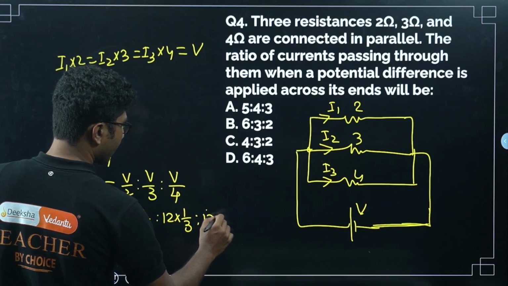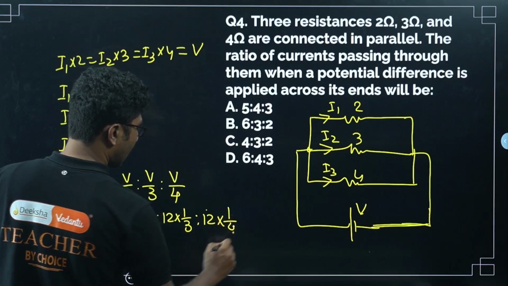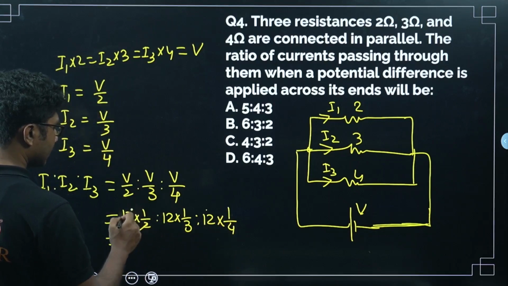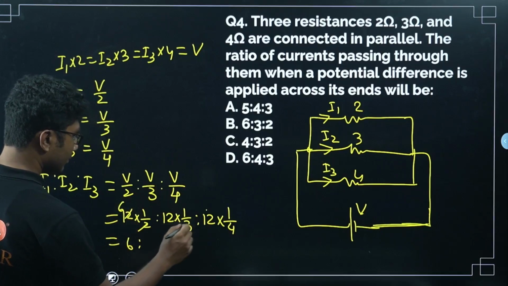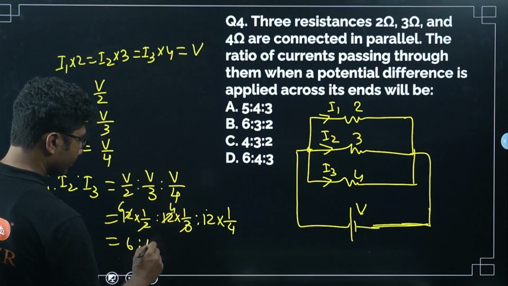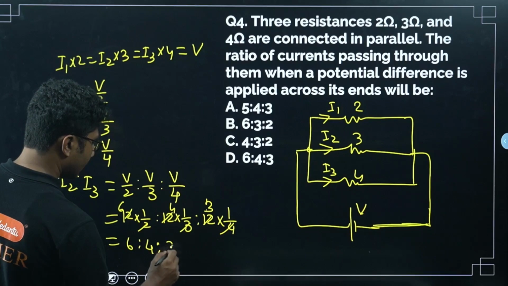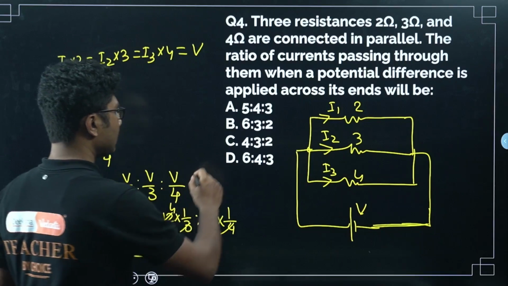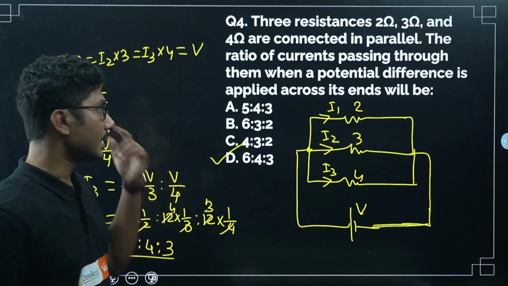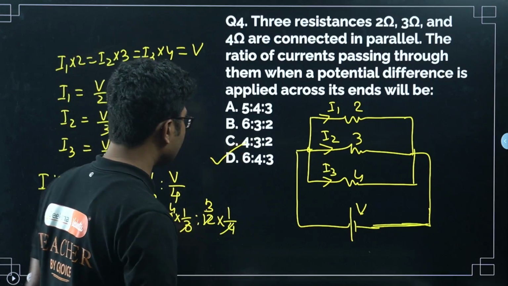Okay, if you can solve it in one line, that is fine. So it will be 6 is to 4 is to 3. So 6 is to 4 is to 3 is the correct answer. Okay, so this is the correct answer. Don't get confused, don't mark any other order.